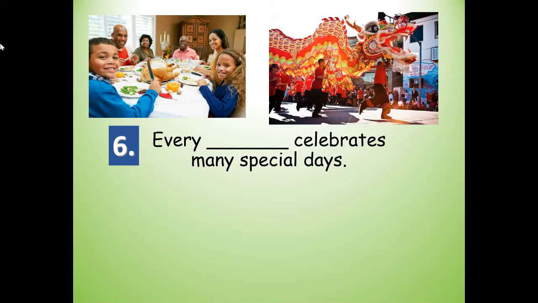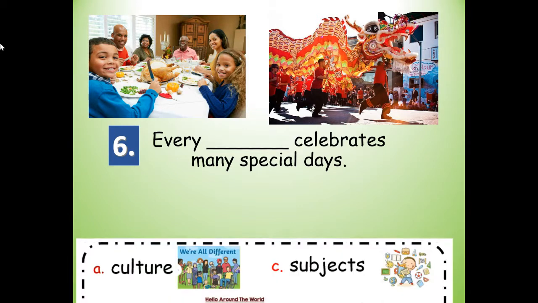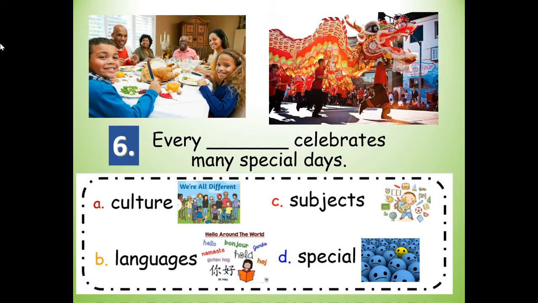Number 6. Every blank celebrates many special days. Every culture celebrates many special days. Every languages celebrates many special days. Every subjects celebrates many special days. Or every special celebrates many special days. What makes sense given our picture clues and where the word is in the sentence, the context? Culture. Every culture celebrates many special days. Culture is spelled C-U-L-T-U-R-E. Culture.